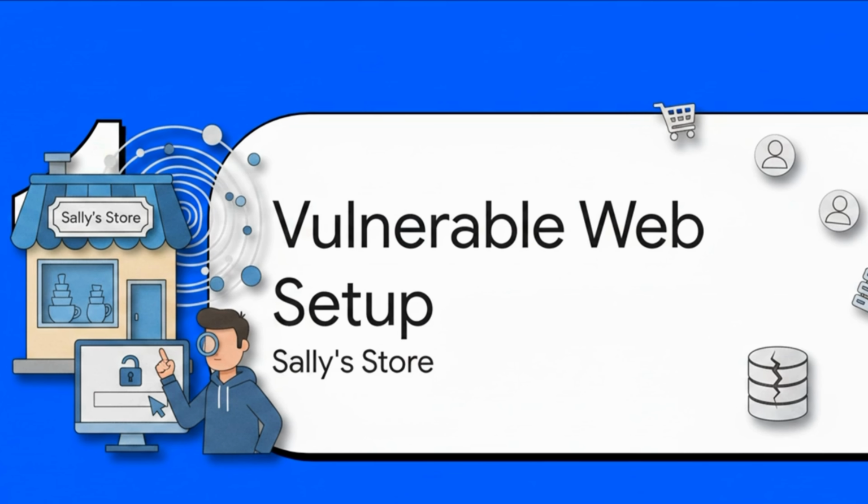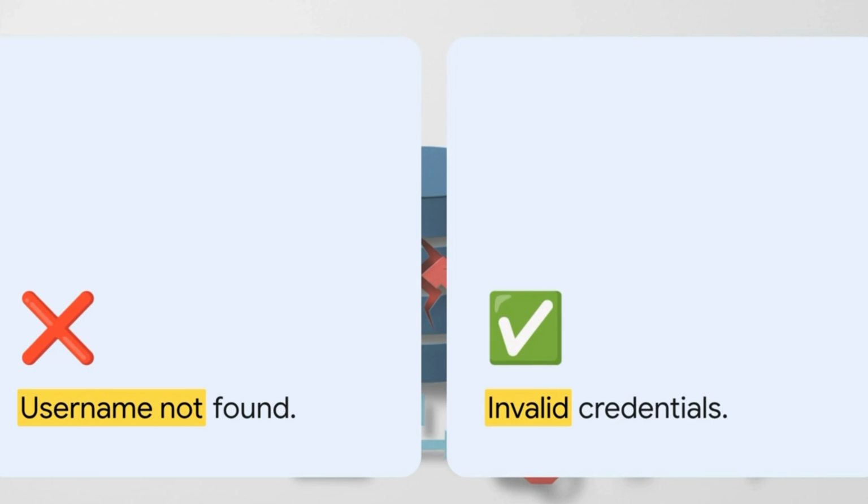Okay, picture a cozy little online store called Sally's Store. They sell handmade pottery. Customers can log in, and Sally, the owner, logs in to manage her inventory. But behind the scenes, her login system was rushed. It wasn't built with security in mind. So Kim, our ethical hacker, is poking around the site, spots the login page, and decides to do a quick test. And this tiny detail totally gives the game away.